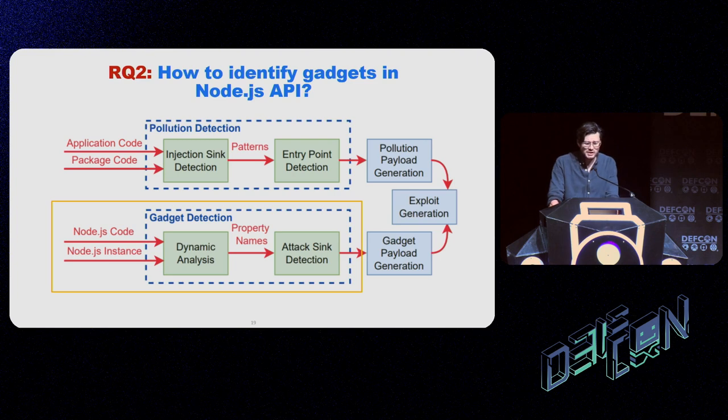The second question is how to identify the gadgets. We analyzed Node.js code and used dynamic analysis to detect property reads from the object prototype. Then we used static analysis to find flows from these properties to internal Node.js function calls. You can find all details of this analysis in the paper. In this presentation, I want to show some interesting results.